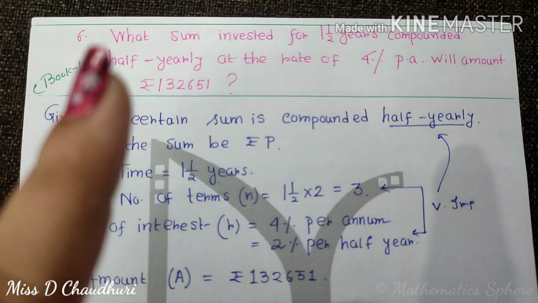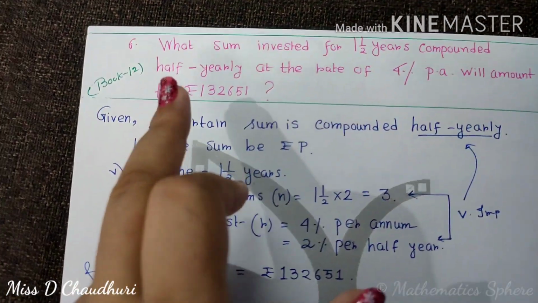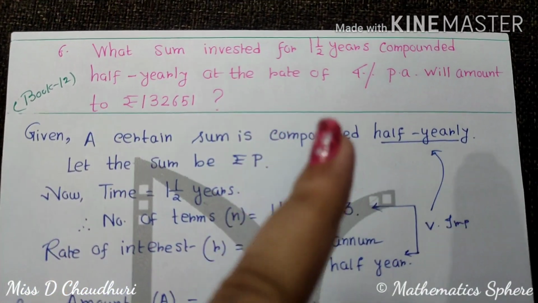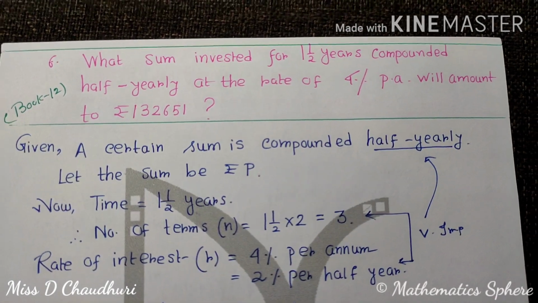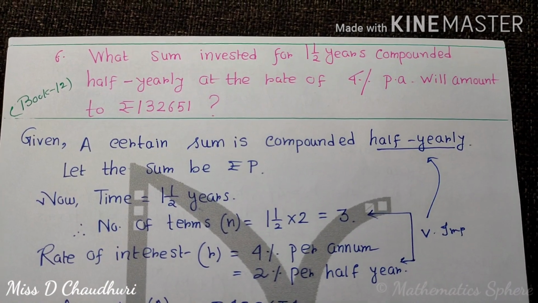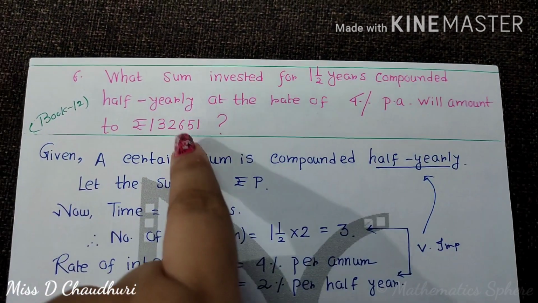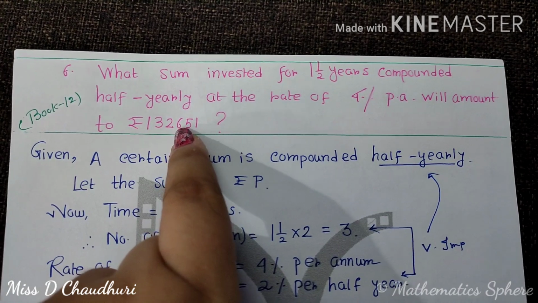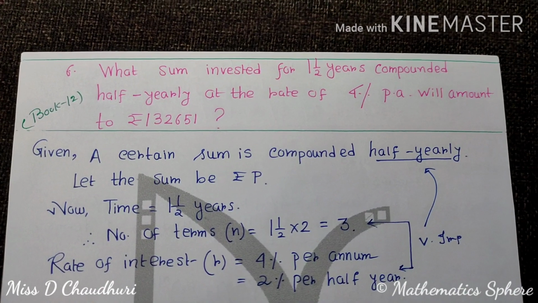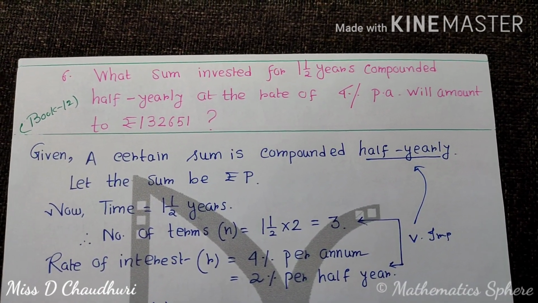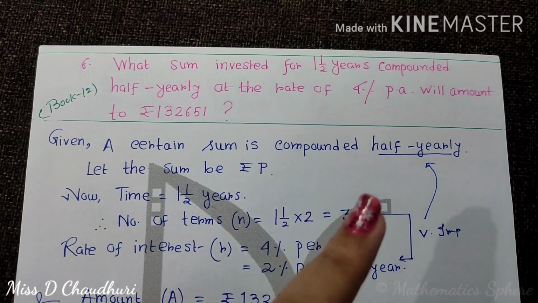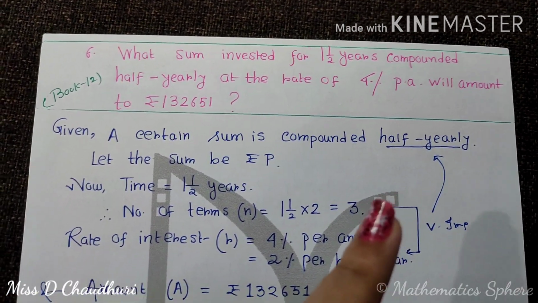So what are they saying: what sum invested for 1.5 years compounded half yearly at rate 4% per annum will amount to a certain amount. So what do you get from this question? The time is given, the rate is given, and the amount is given. See, it is told that it will amount to that. Many children think this is the principal. No, the sum is what is asked, it will amount. Question, you will have to read the question very properly, do not jump to the conclusion at once. So see, what is the solution? Given a certain sum is compounded half yearly, okay, this word half yearly is very important here.